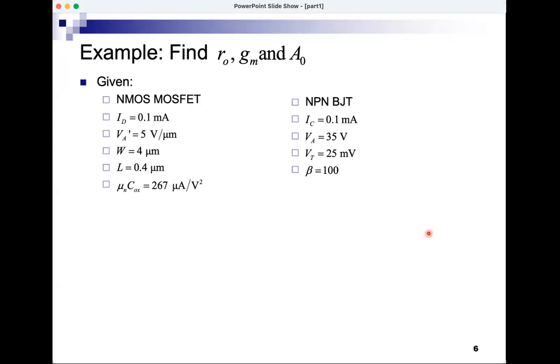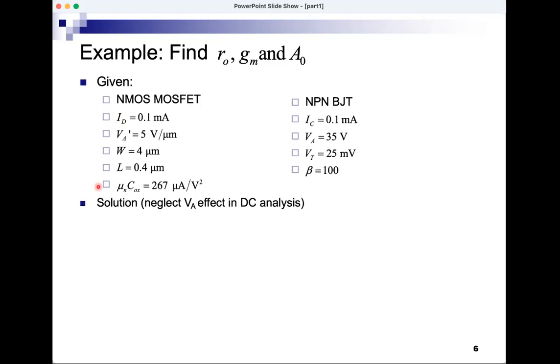To get RO, I need VA and VOV, or VA and VDS and ID. So I have ID, I have VA. VA is VA prime times L, so I know VA. But I don't know VDS. So something that we usually do is we neglect the VA effect in DC analysis.